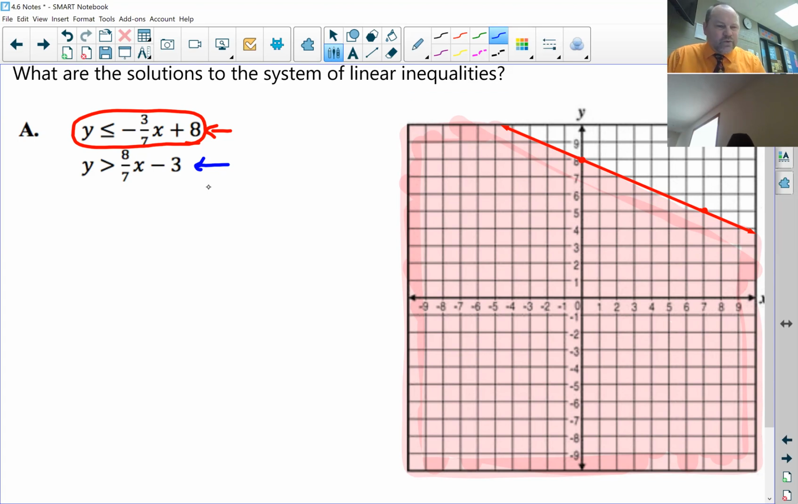My second inequality has a y-intercept of -3 and a slope of 8/7. So up 8, 1, 2, 3, 4, 5, 6, 7, 8. Right 7, 1, 2, 3, 4, 5, 6, 7, right here. Is this one going to be a solid line or a dashed line?